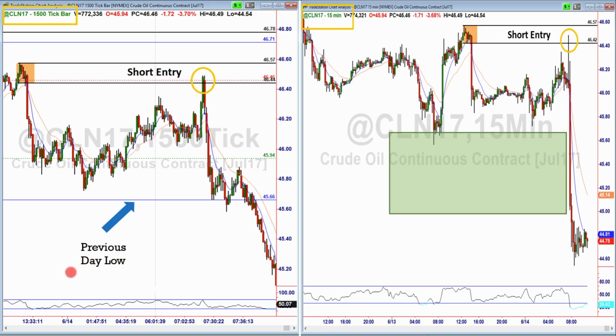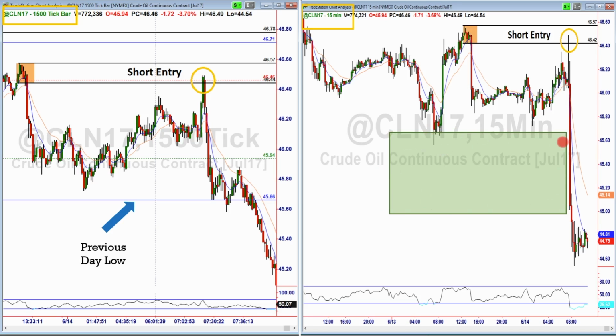Now notice the previous day low is highlighted here as well, and that corresponds with this big green box. This is the previous day low right here. You can see that right here. And why is this highlighted? Well, you can see that prices turned from here. They stopped going down, rallied up, based out, came up to our short entry, and then shot right through this low.